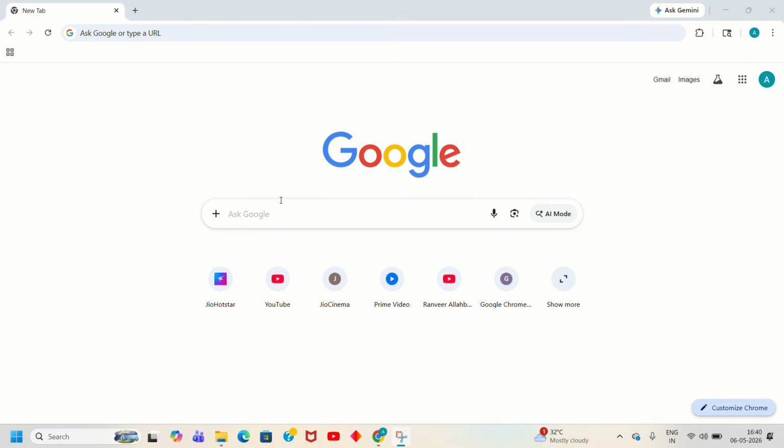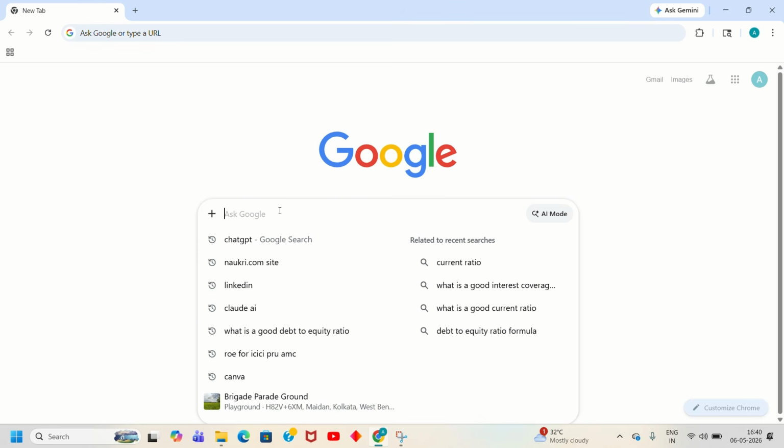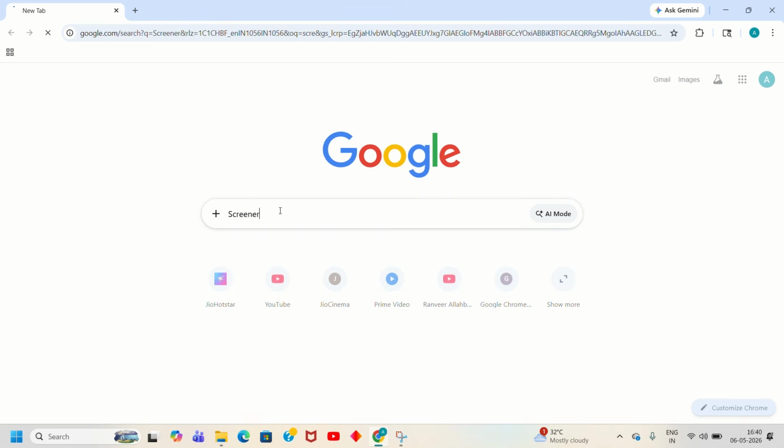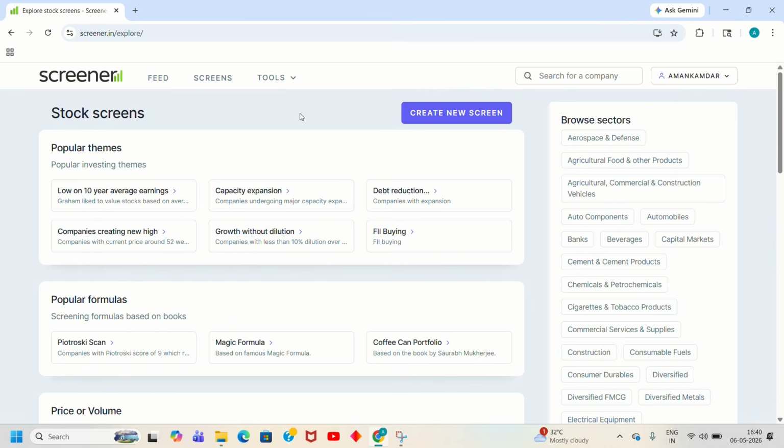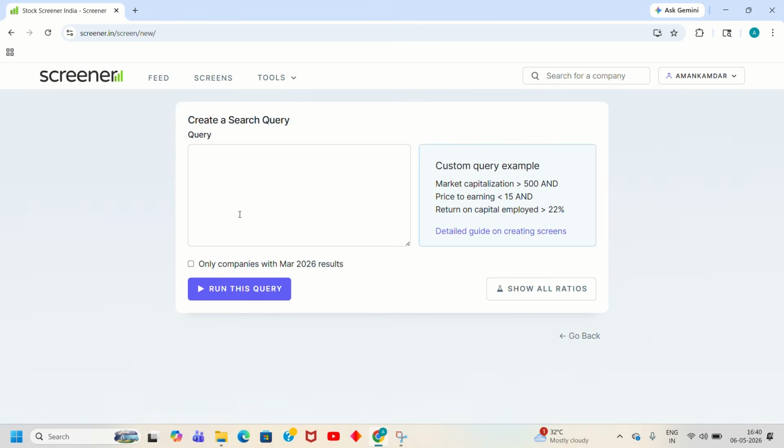Hi guys, so in this video we will be learning how to find multi-bagger stocks with the help of Screener and AI. So firstly we will be going to Screener. Now you need to log into Screener, so I have already logged in, and then click on screens and then create a new screen. So here you can write your own filters.